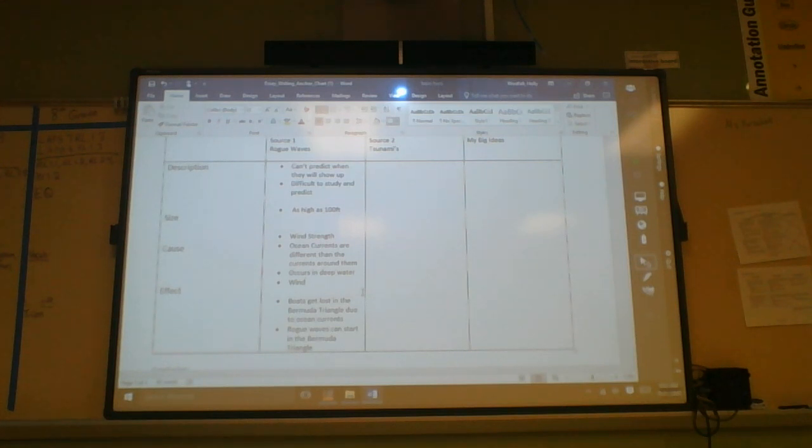Okay, so now we're going to move on to the second text, which is tsunamis. Once I get some tape, I'll tape this up so you can see it. So what causes tsunamis? The cause of a tsunami would either be earthquakes under the surface of the ocean or close to the coastline, or landslides and volcanoes on the ocean floor.